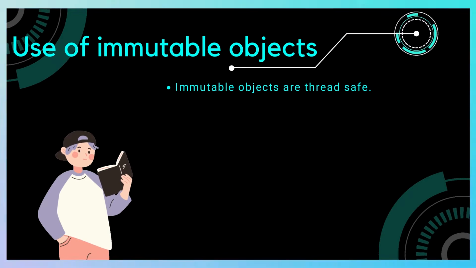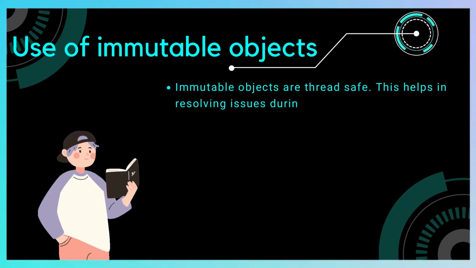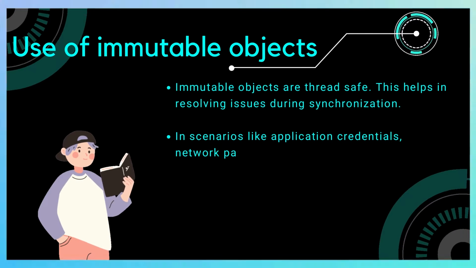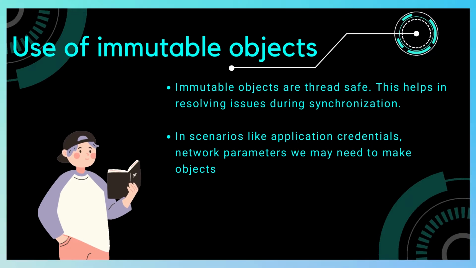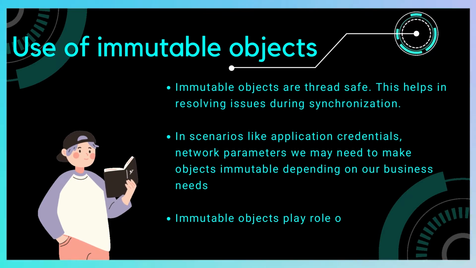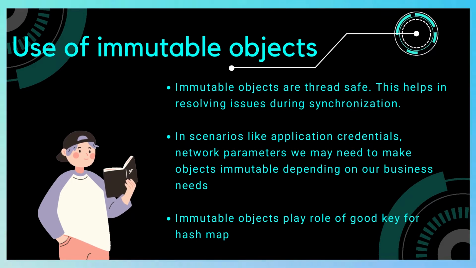Immutable objects are thread-safe. This helps in resolving issues during synchronization. In scenarios like application credentials, network parameters, we may need to make objects immutable, depending on our business needs. Also, they play the role of good key for hashmap.